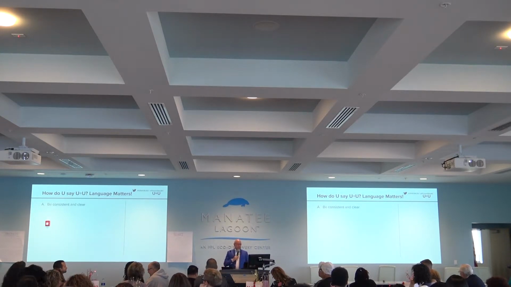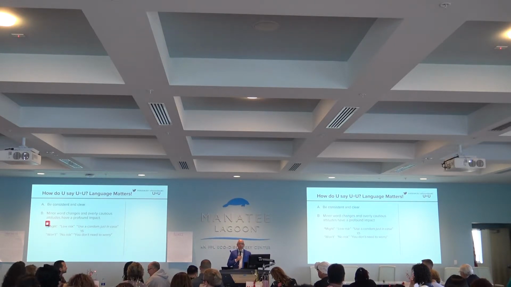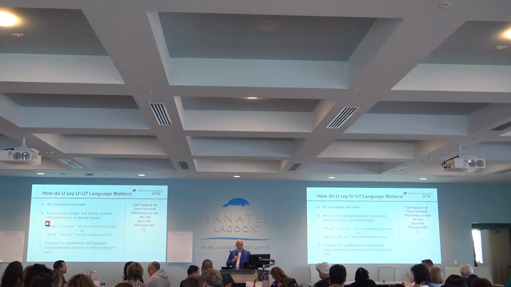So again, I emphasize, be consistent and be clear. Minor word changes and overly cautious attitudes can have a big impact. If you use words like might and low risk and use a condom just in case, versus being very directive, it communicates a different message. If you say you can't pass it on, you can't transmit HIV, you're effectively no risk or zero risk. "This will prevent HIV transmission" is very different than "it's extremely unlikely, nearly impossible, almost no risk." That leaves people in a gray zone.